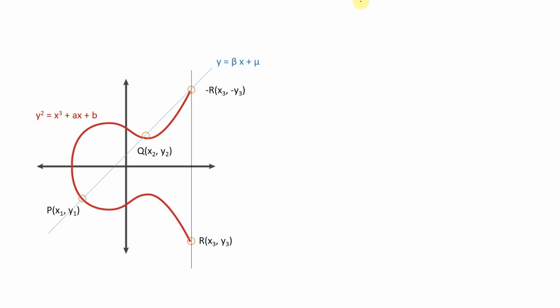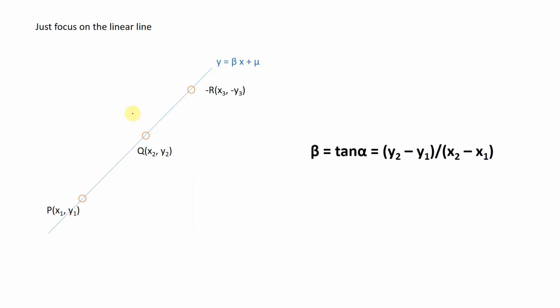Let's mention the blue line and the known points on the curve. I can find beta as the slope, the tangent of alpha, and it's equal to y2 minus y1 over x2 minus x1, because you might know that that's the tangent value. But P and Q are different points in this case. What if they are equal to each other? I mean P plus P.